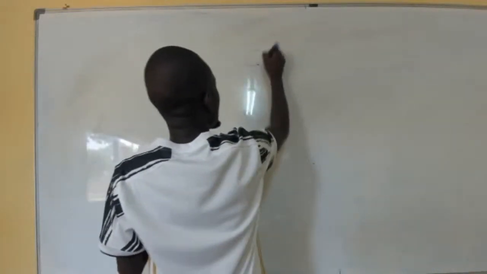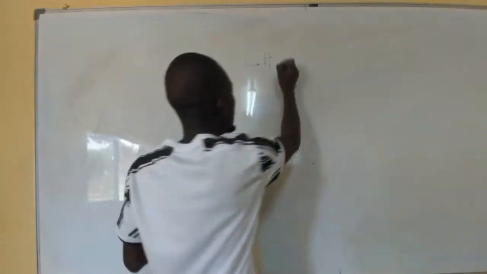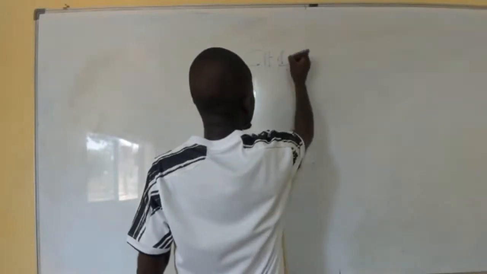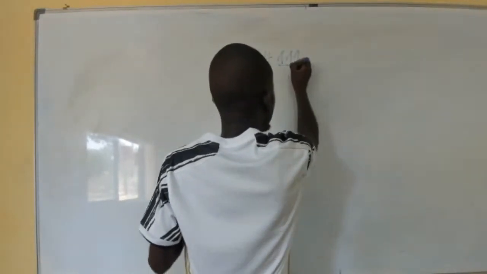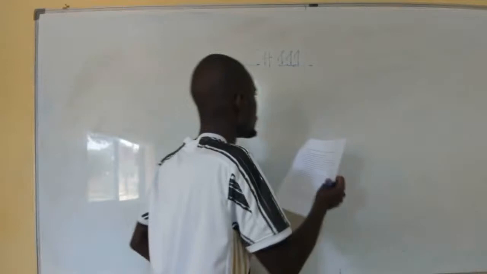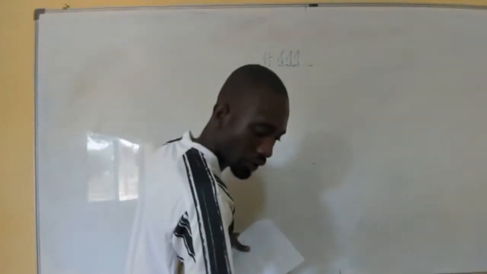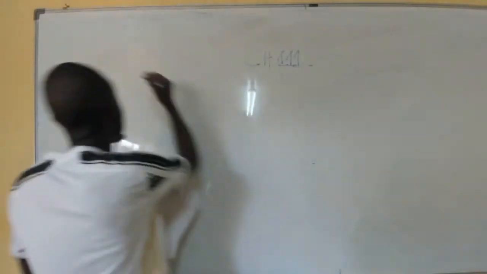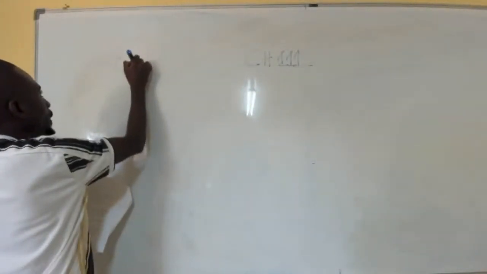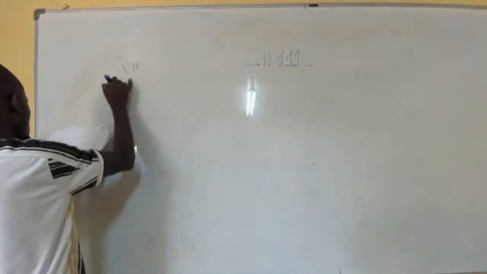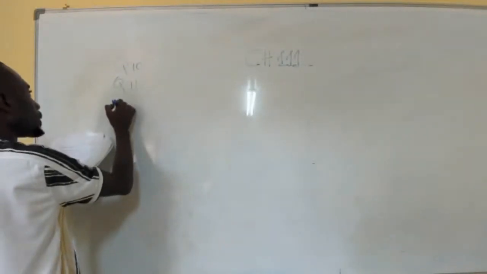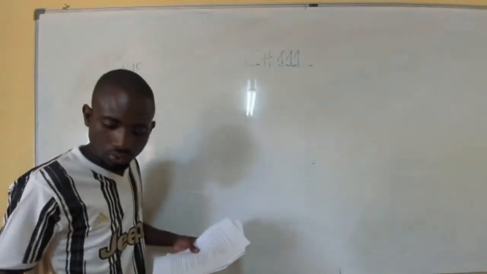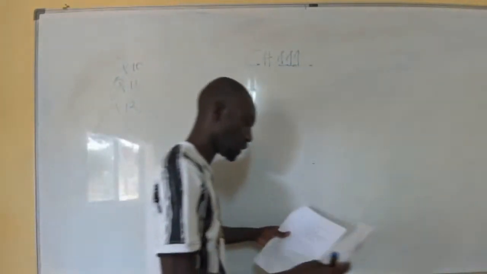This is J11. So we have different questions. We are looking at tutorial sheet 4. So we'll attempt question 10, question 11, then question 12. All of these have to be considered.